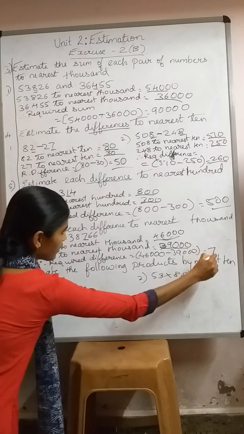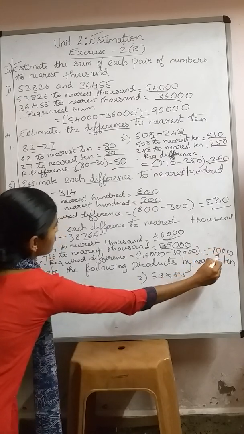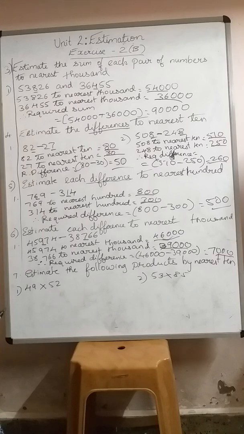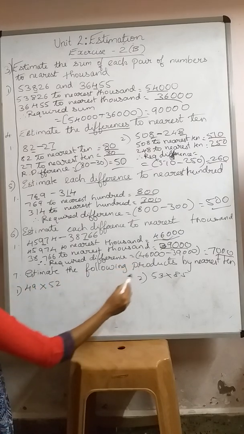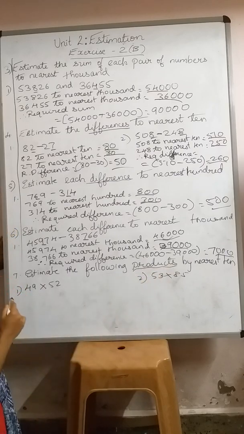So I think you solved it, children. Then write 7,000 as the answer. Next we have: estimate the following products to the nearest 10. Products means what? You should multiply the given numbers after rounding to the nearest 10.